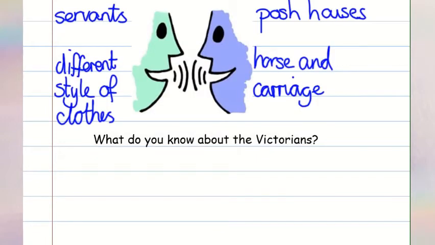And then we go on to ask the children what they currently know about Victorians. This is some previous knowledge that we pull out from the children because we all bring different amounts of knowledge to the table.